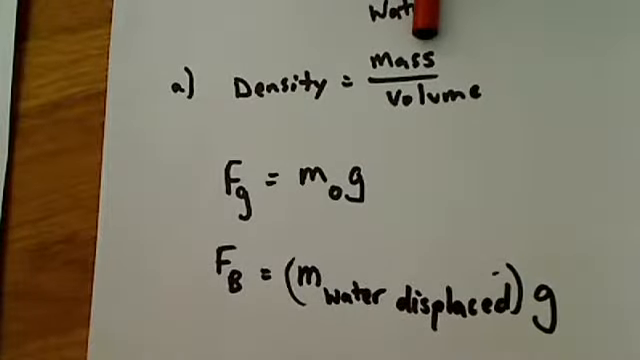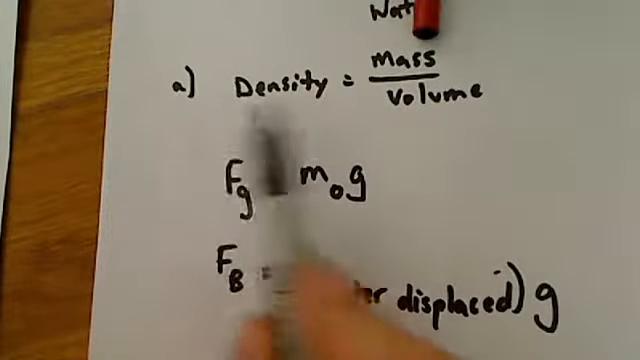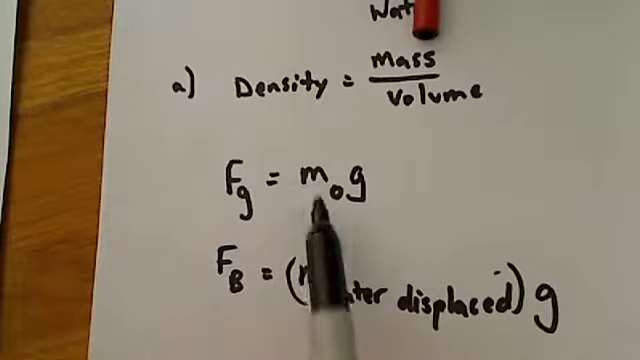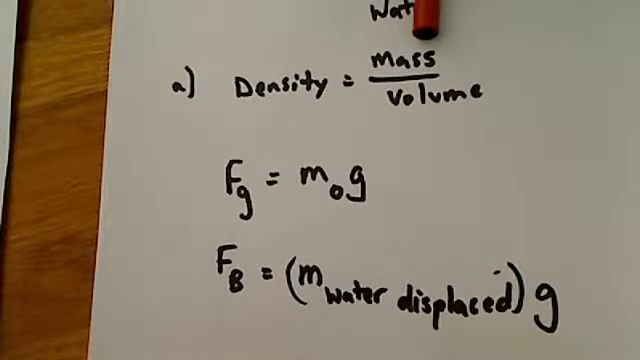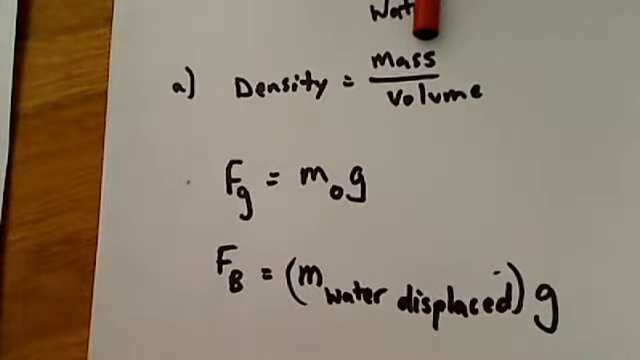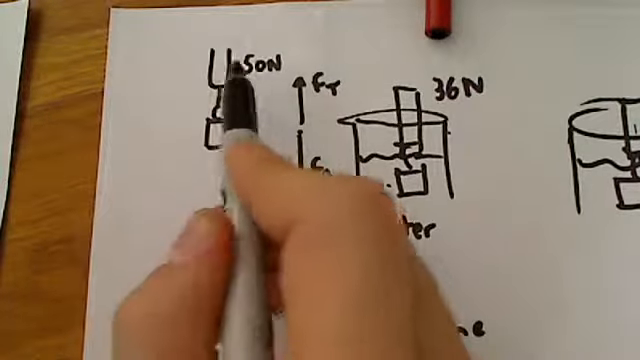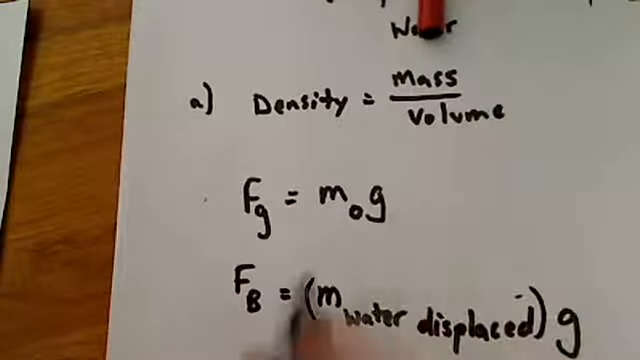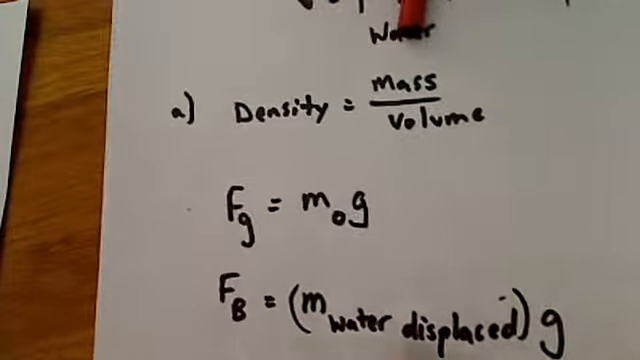So remember, I'm trying to find what the density is. If I put both of these masses in terms of their densities, it'll help me find the answer. Okay, so let's look at the first equation right here. Force of gravity, which in this case is 50 newtons, is equal to the mass of the object times the gravitational constant.